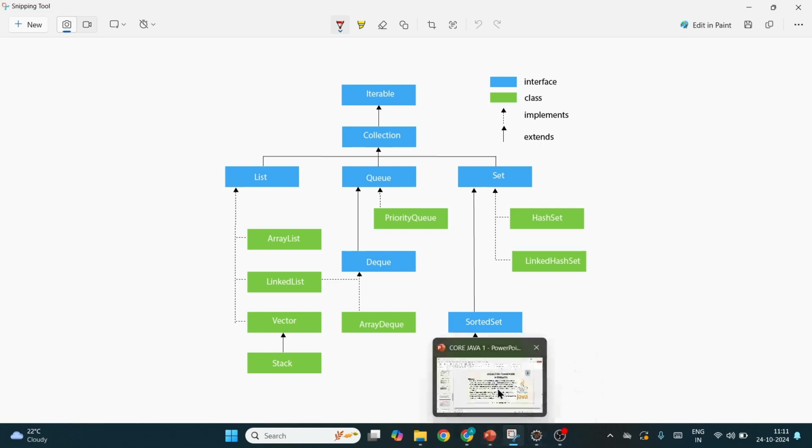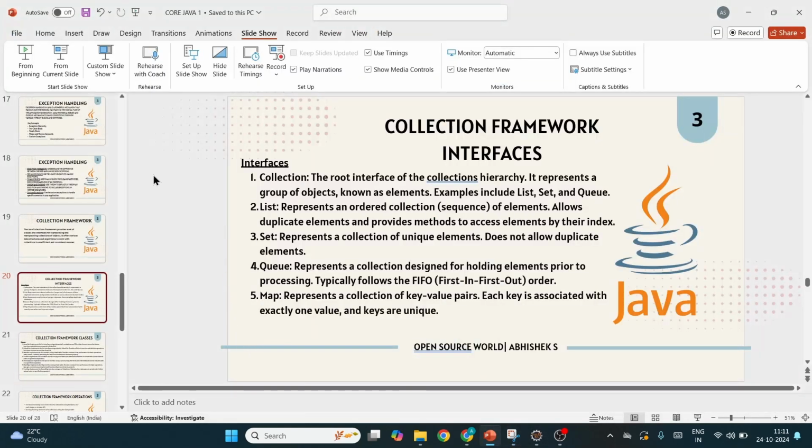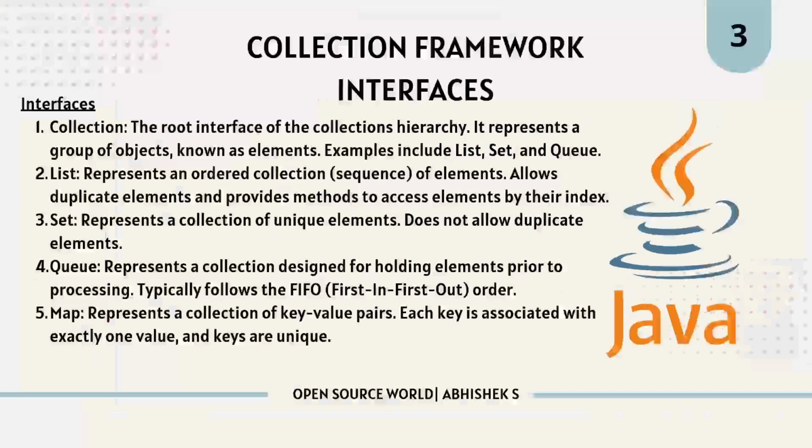So let me go to the PPT. Here, if you see, the list represents an ordered collection of elements: a list of numbers, a list of names, a list of tree names, anything like that, which allows duplicate elements and provides methods to access elements by their index. So in a list we can store duplicate elements, guys, so it's not an issue here. And also we can access the elements in the list by using their indexes. So index starts from 0, as you guys will be knowing.